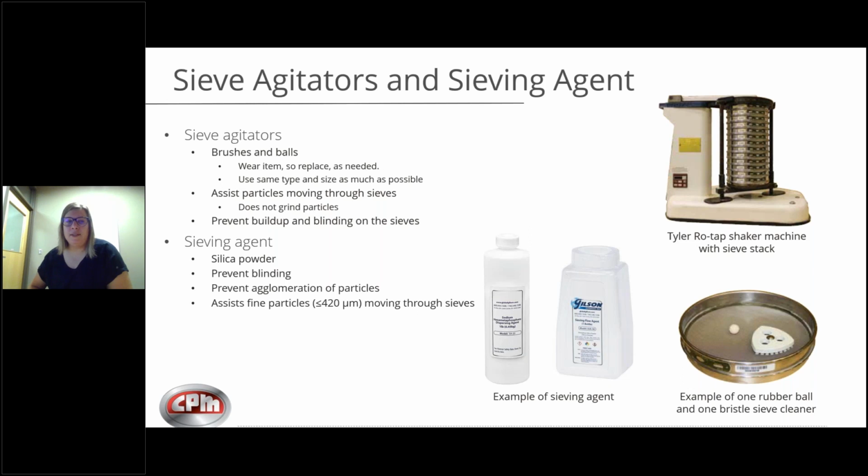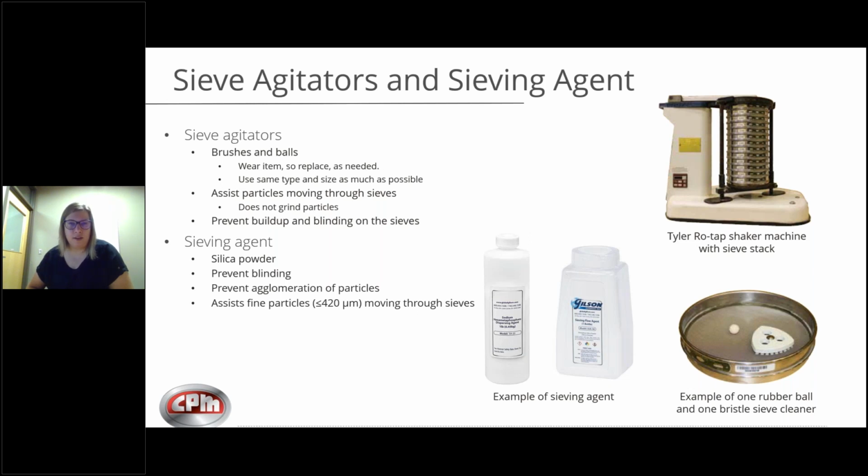But the purpose of sieve agitators is to, one, assist moving the particles throughout the sieves without grinding them any further. And then also to prevent buildup and blinding on the sieves. And blinding is where material will plug or clog the sieve, preventing other particles from passing through.